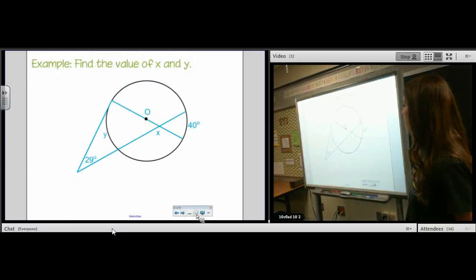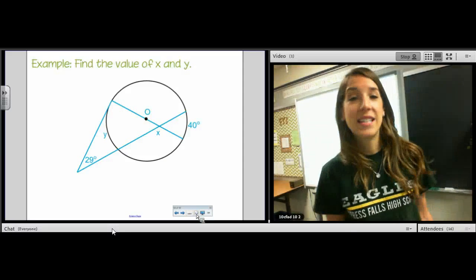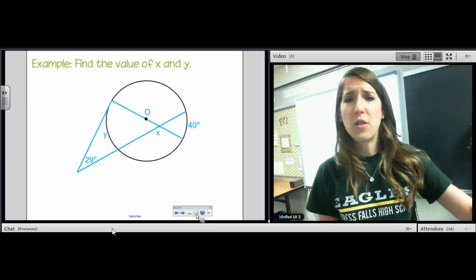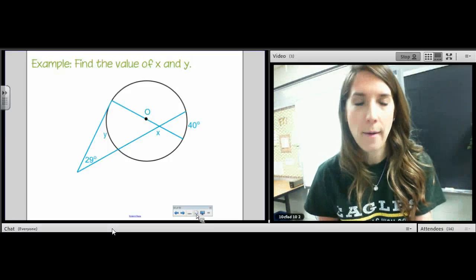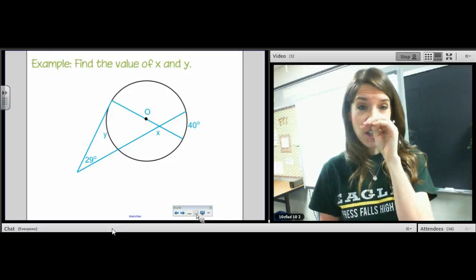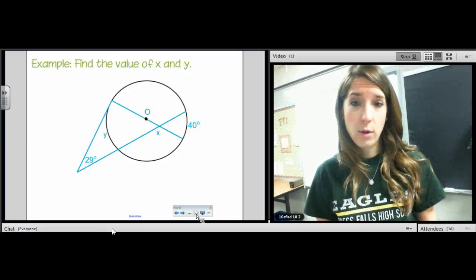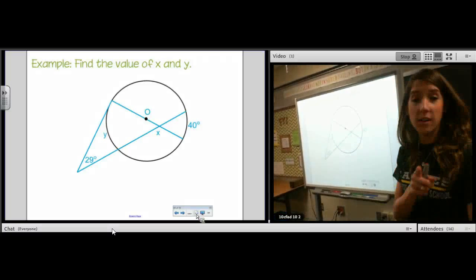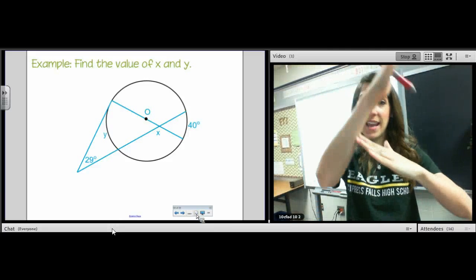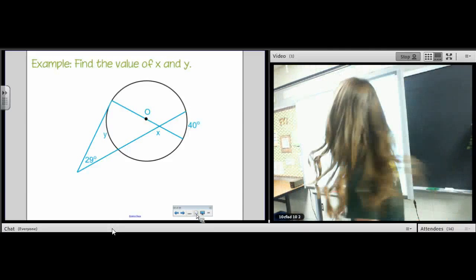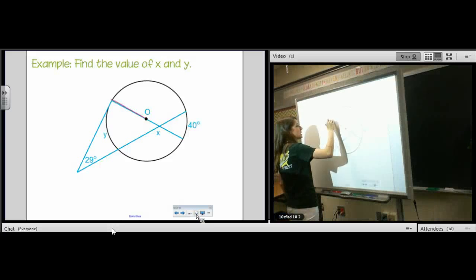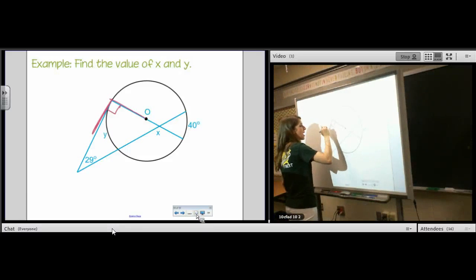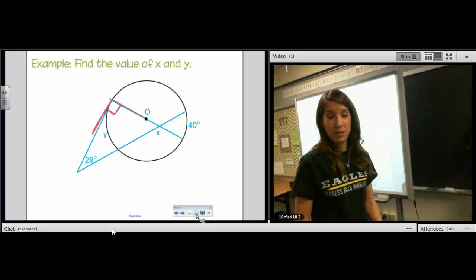All right, here's a good problem. Find the value of x and y. So when I've got a problem like this, I just like to document every single thing I know on the picture. I don't try to find y right away. I don't try to find x right away. I start to just add whatever I know is true to my picture. So what things are true? Well, look at here. When a radius meets a tangent line, you get a right angle. So I know that angle is 90.